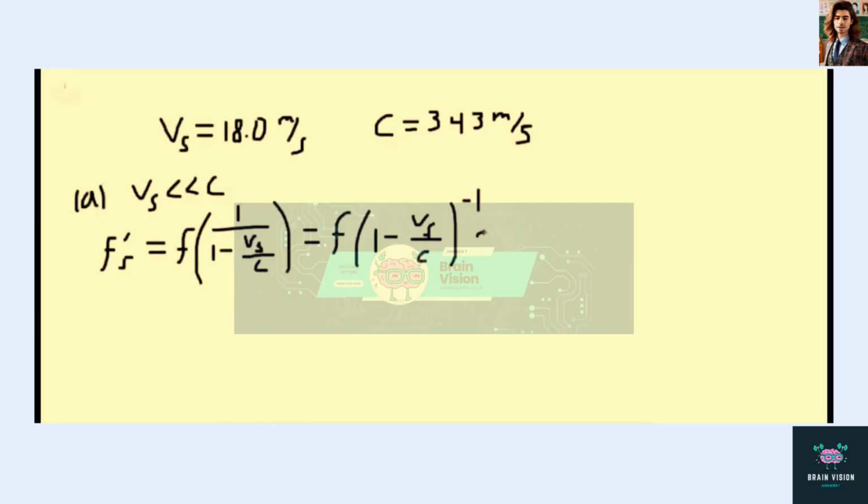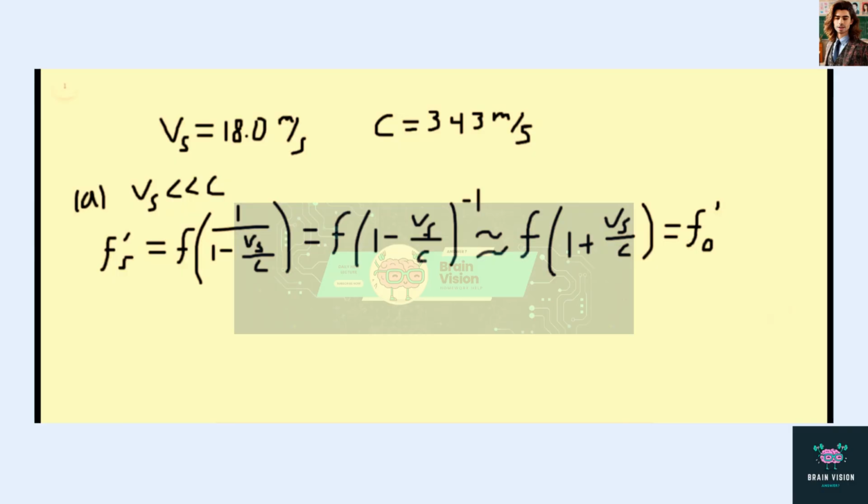Well, when V sub s is much less than c, this is approximately equal to f times 1 plus V sub s over c, which is the same as f prime of the observer moving. So we just showed that they're equivalent for small values of V sub s relative to c. That was what we were asked to do for part A, so proven.